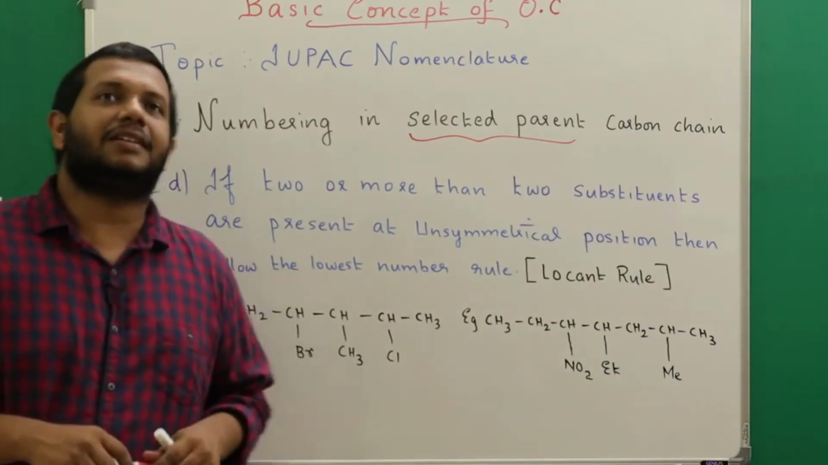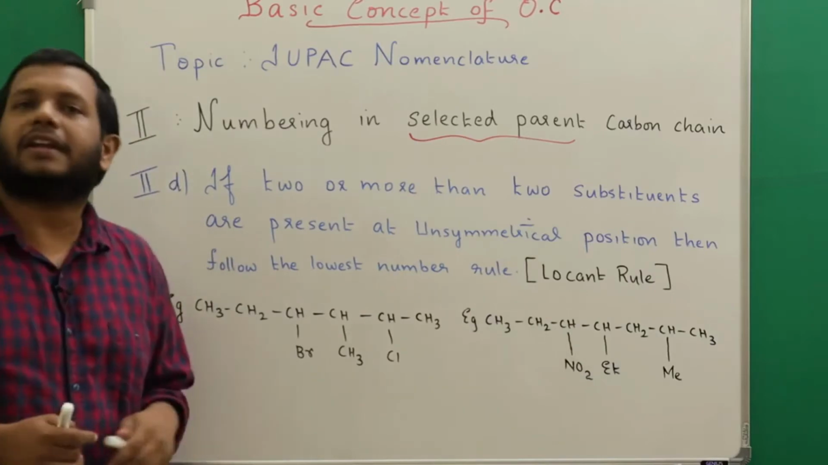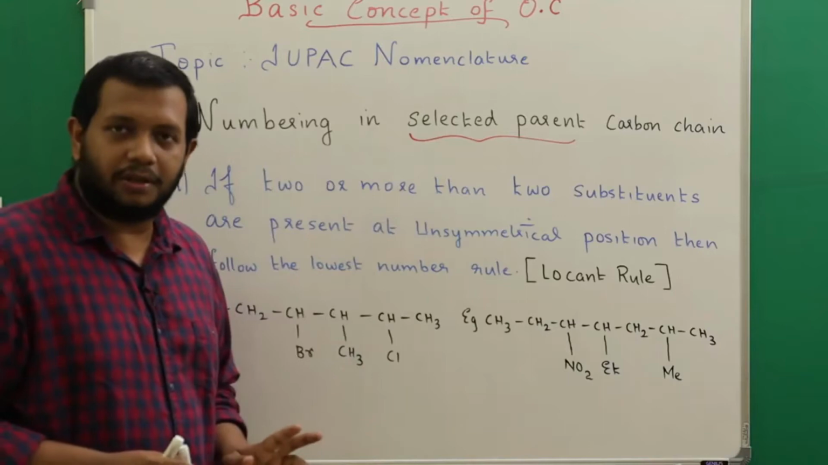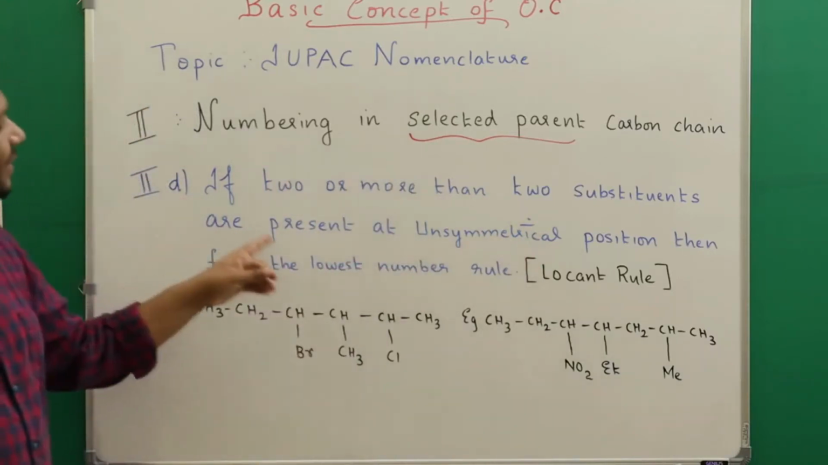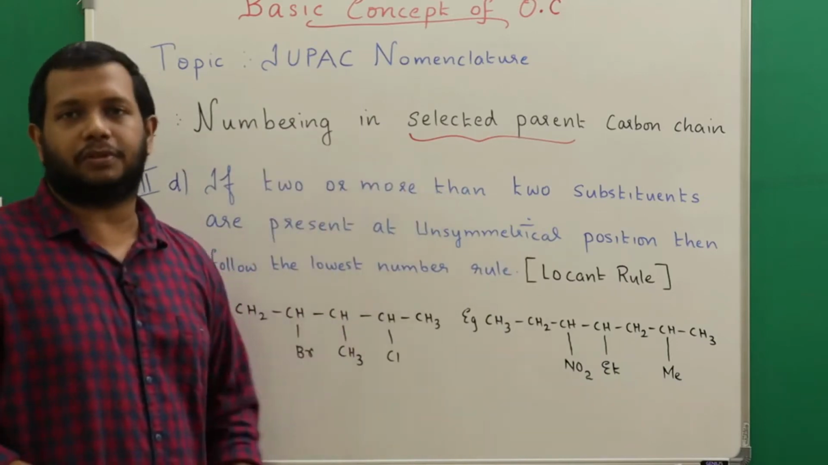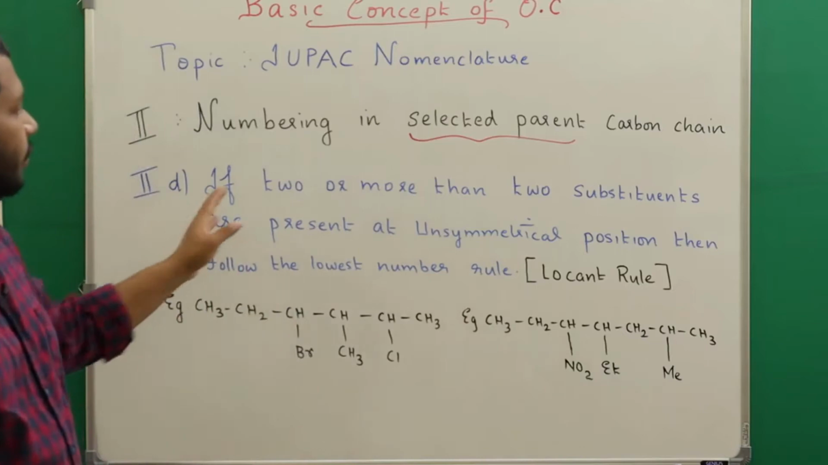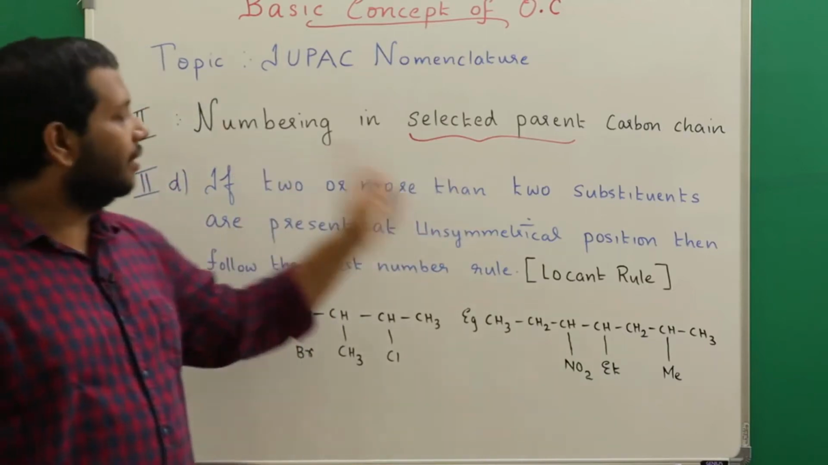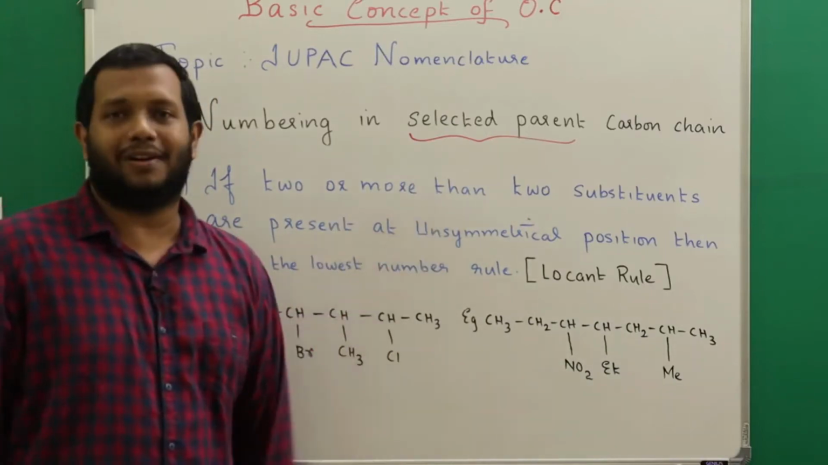So let's see the fourth sub rule. What is the fourth sub rule under category 2 stating? If 2 or more than 2 substituents are present at an unsymmetrical position. Earlier we were completely speaking about symmetrical position. Now this is applicable only at unsymmetrical position.